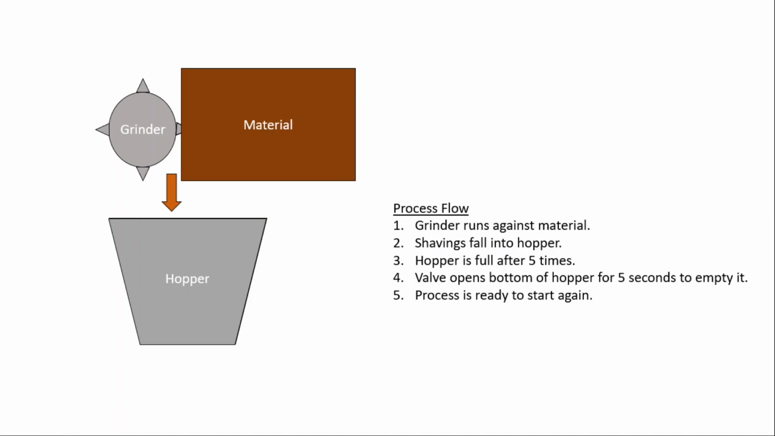So we're going to try to program that now. The key points are start and stop the grinder motor 5 times. After that happens, the valve's going to open the bottom of the hopper for 5 seconds. So we need a start button, stop button, a counter to count the 5 times, and a timer to hold that valve at the bottom of the hopper open for 5 seconds. Then we can reset everything and be ready to go again.